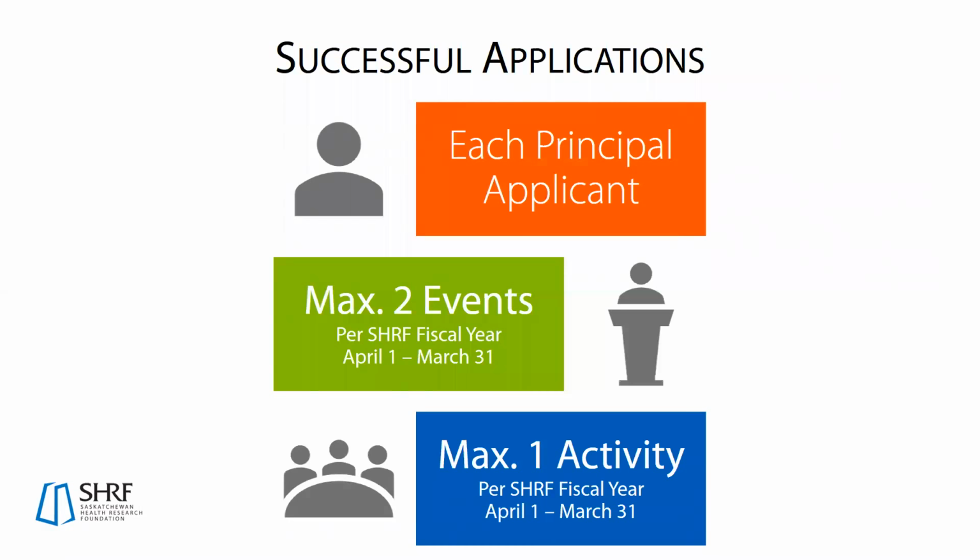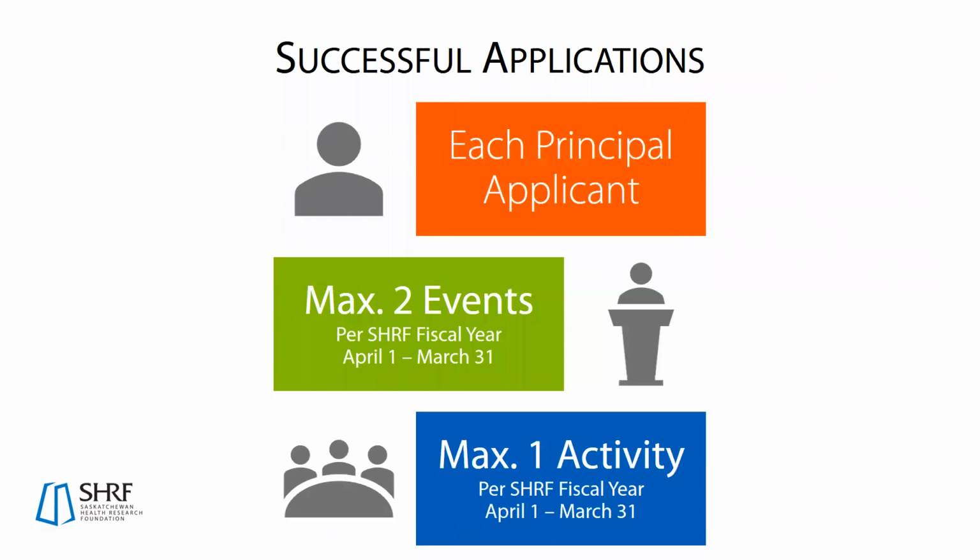You can figure out the different ways you want to do this if you're interested. Each principal applicant, that's the one administering the grant, can apply for two events and a maximum of one activity per SHRF fiscal year. Our fiscal year starts April 1st and ends March 31st of the following year. So right now we're in the last month of our fiscal year, and the new one will start April 1st and go until next year.